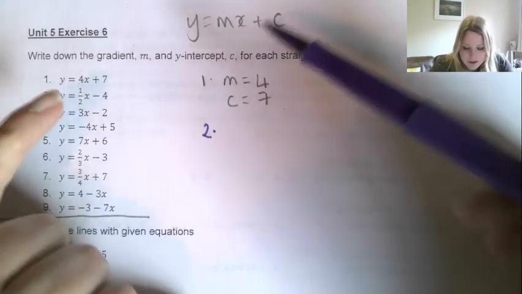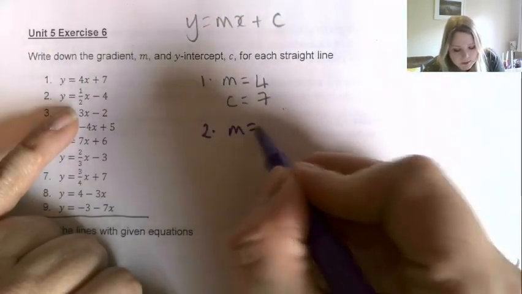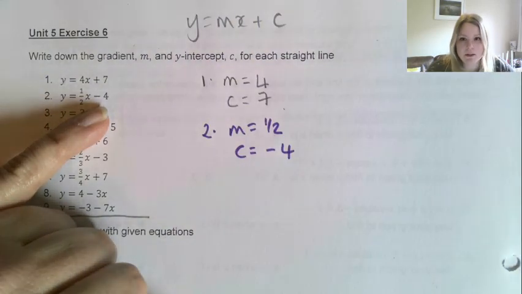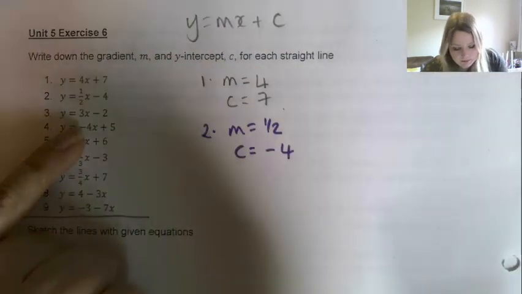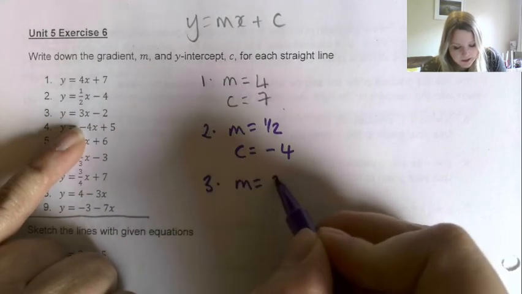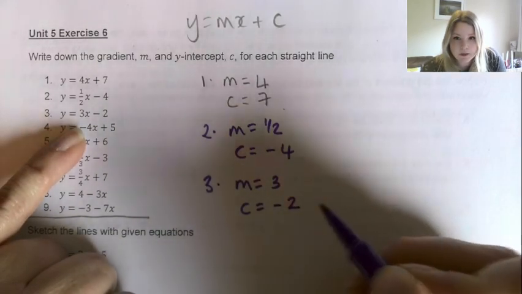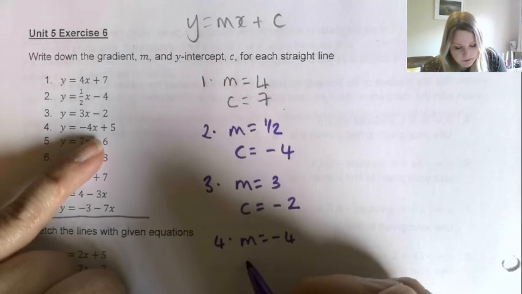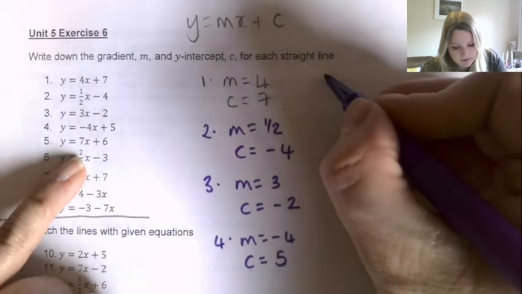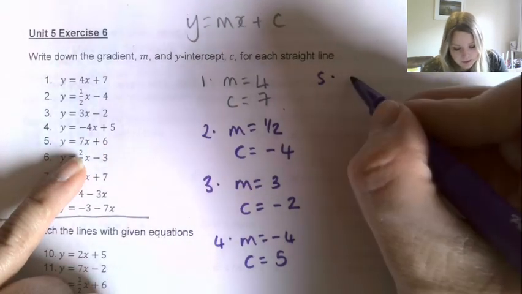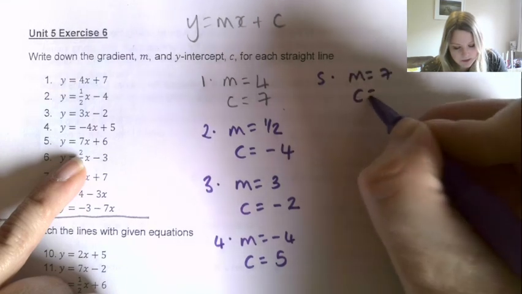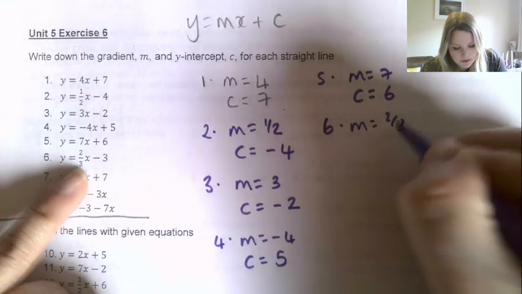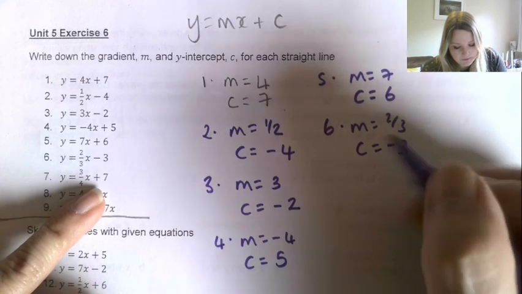Okay, so for question 2, our gradient is going to be a half and our y-intercept is going to be -4. So if you mark these with me please. 3, gradient is 3, y-intercept -2. 4, gradient is -4 and the y-intercept is 5. 5, gradient is 7 and y-intercept is 6. 6, our gradient is 2/3 and our y-intercept is -3.